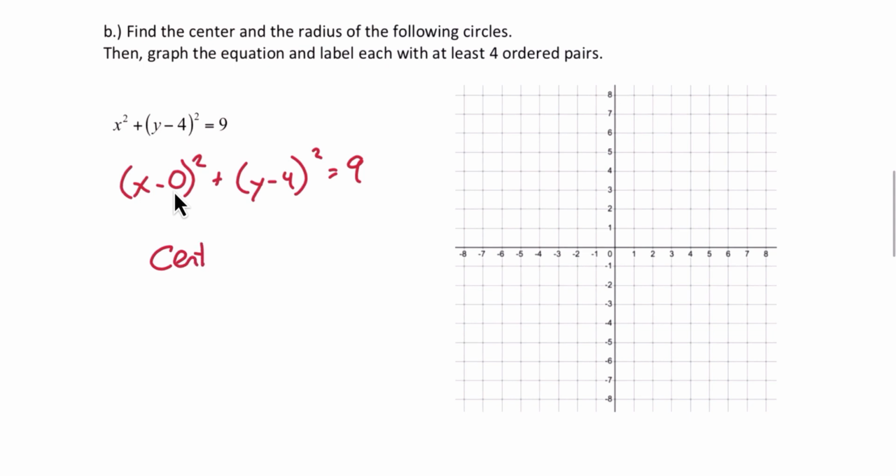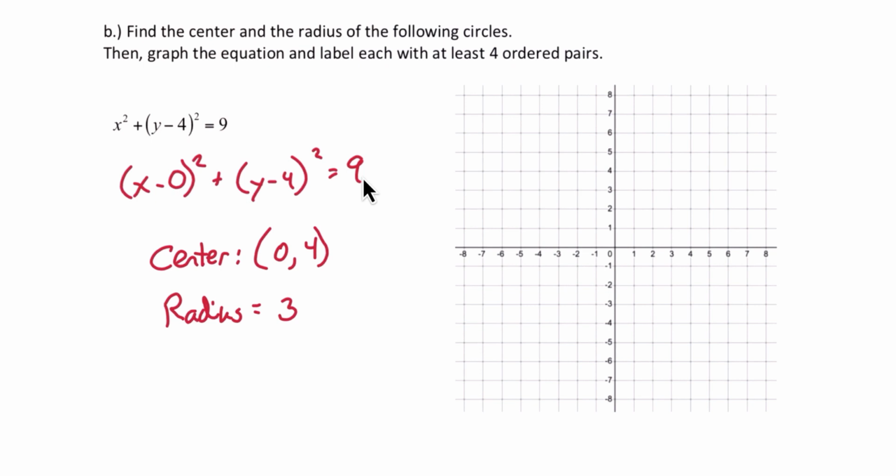So the center is going to be (0, ...), look at what's beside the y. We have -4, so the opposite of that is +4. And the radius is the square root of the constant here, so the radius is 3.